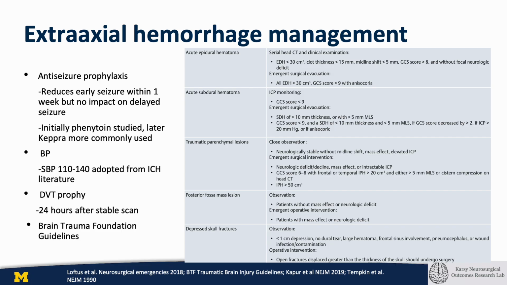Posterior fossa hemorrhages in the cerebellum are particularly troublesome because obstructive hydrocephalus can form. So these often require emergent evacuation and EVD placement depending on the size of the hemorrhage and the obstruction pattern. And with depressed skull fractures, generally fractures that are 1 centimeter in depression, open, comminuted, or contaminated require surgery for washout and repair. The risk of infection and CSF leak is high for those kinds of fractures that are not treated.